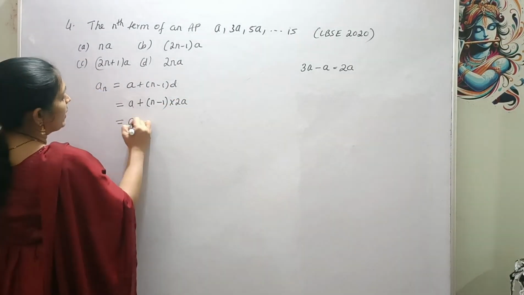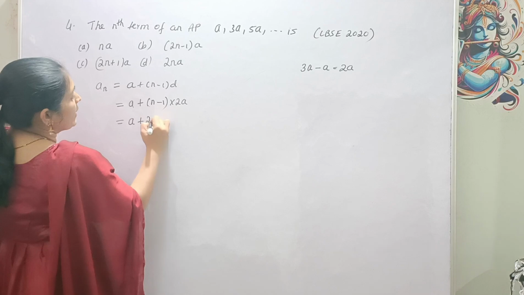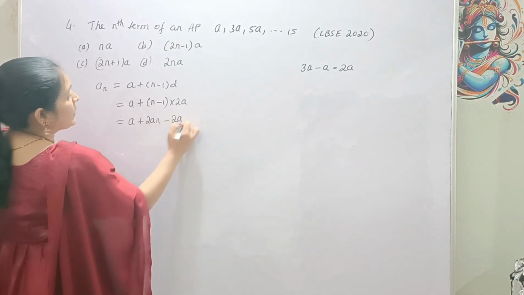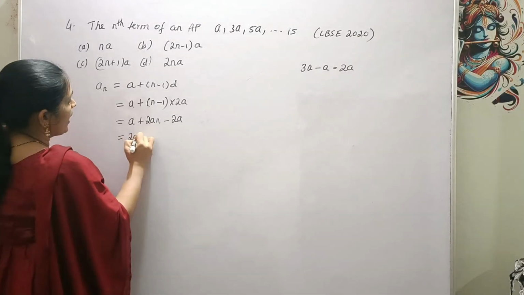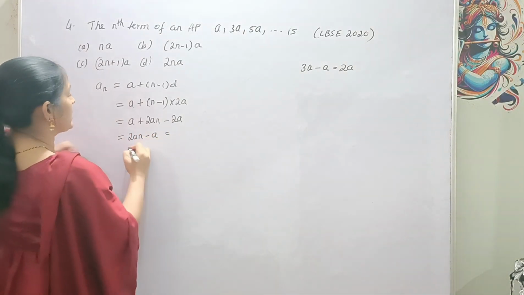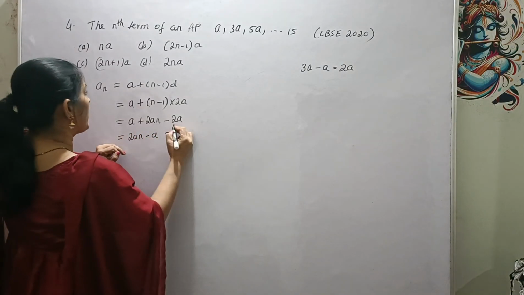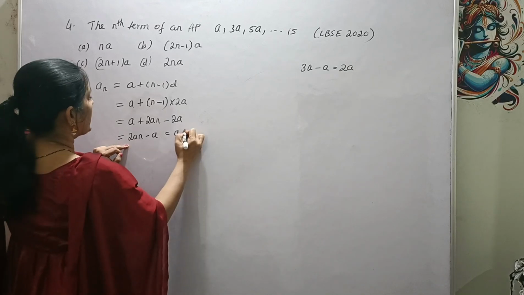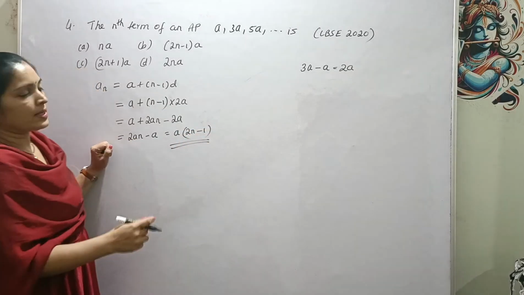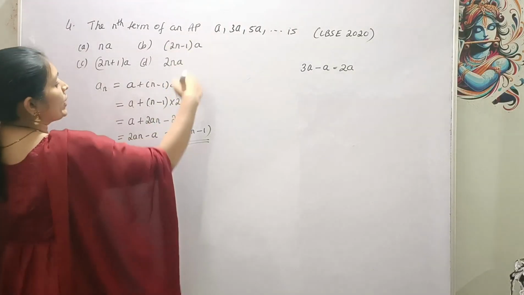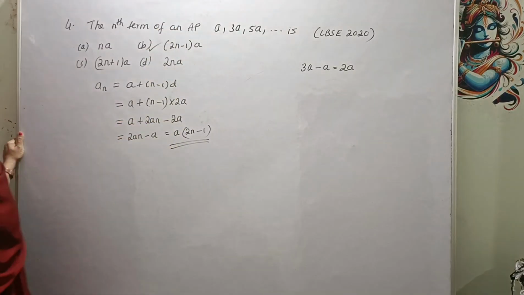That is equal to a plus 2an minus 2a. That is equal to a minus 2a is minus a. So 2an minus a, here a is common. Okay, a is common. So (2n minus 1) is the answer, a into (2n minus 1). B is the answer.